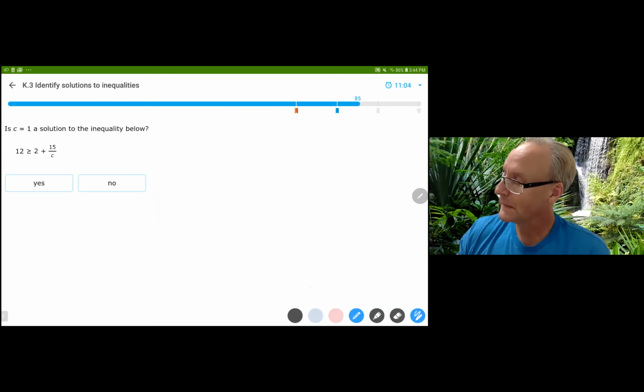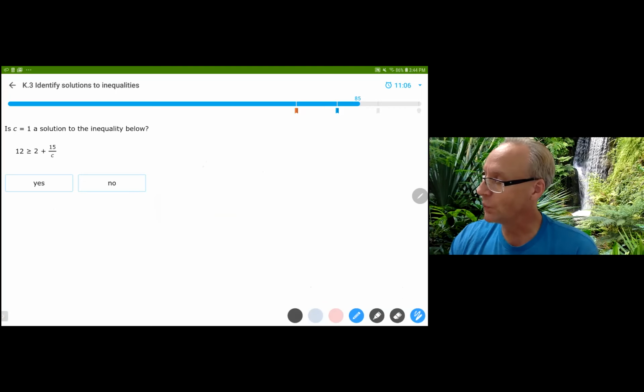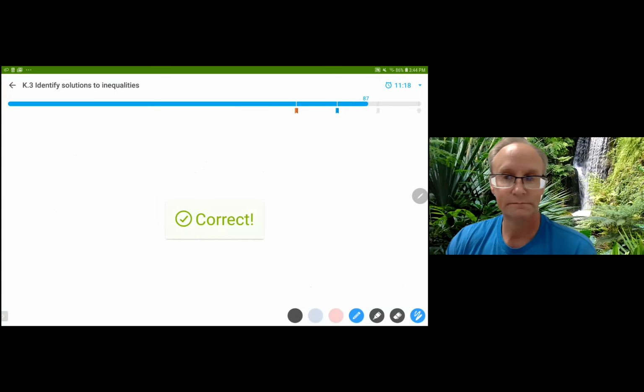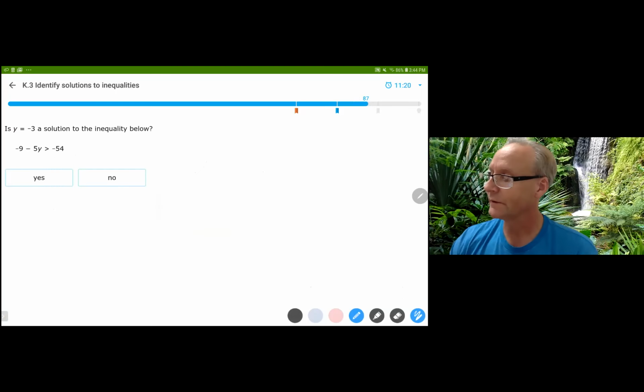We're getting there. Is 1 a solution? It certainly is not. I can do it in my head. 2 plus 15 over 1, which is 17, is not less than 12. It's not equal to 12 either.